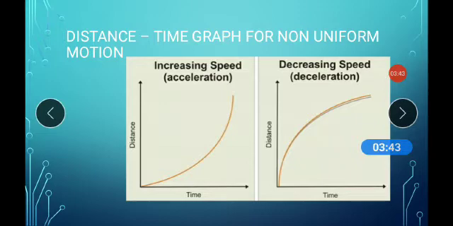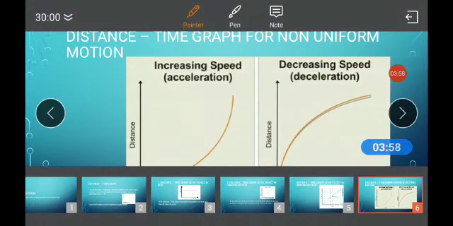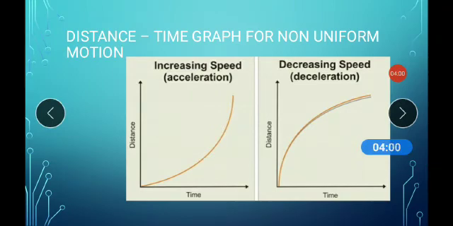The third case is the distance time graph for non-uniform motion. When we say non-uniform motion, its speed is varying as time goes on. It may be increasing or it may be decreasing. In both the cases, we can calculate the speed of the object by calculating the slope between any two time intervals, as in the case of the previous example.